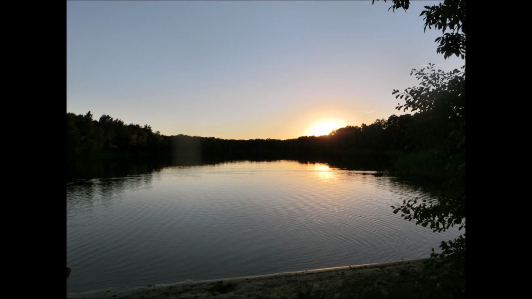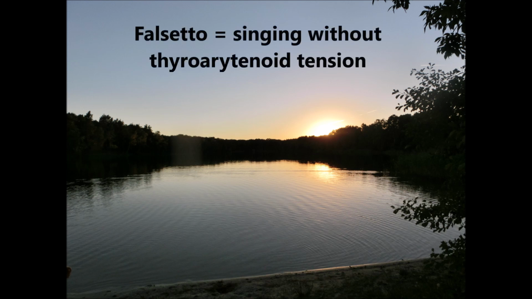So, what I mean by thyroarytenoid tension is this sound. A lot of our singing voice is composed of that. And in order to find falsetto, we need to eliminate that. How do we do that?